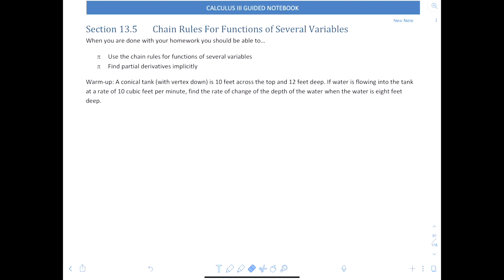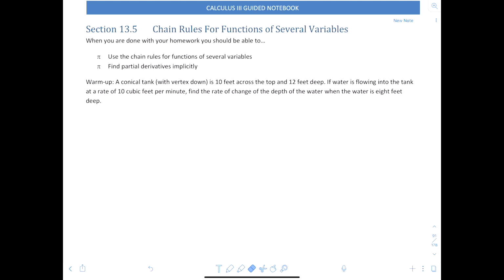A conical tank with the vertex down is 10 feet across the top and 12 feet deep. If water is flowing into the tank at a rate of 10 cubic feet per minute, find the rate of change of the depth of the water when the water is 8 feet deep. So why don't you practice your amazing related rate skills from your Calculus 1. Are you ready? On your mark, get set, go. I know you can do it.